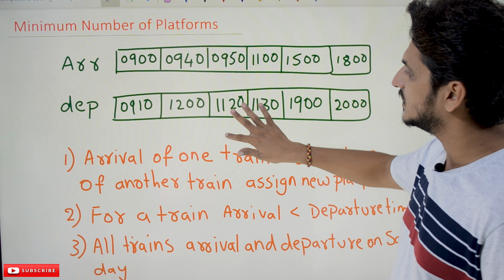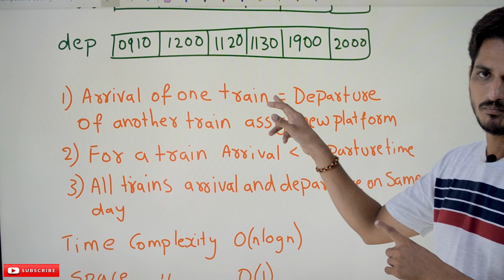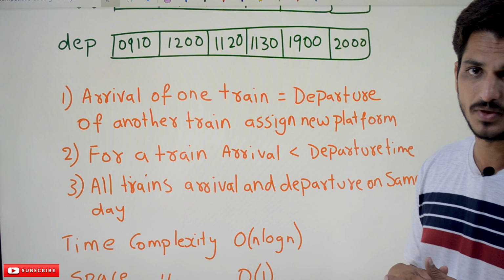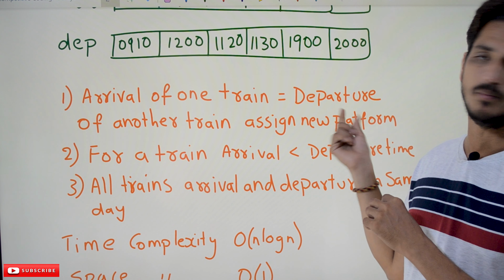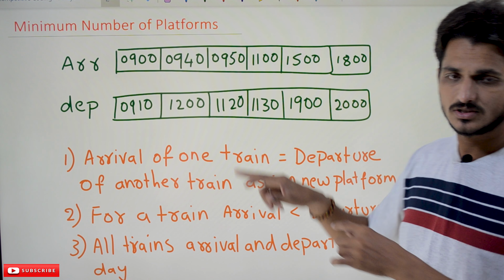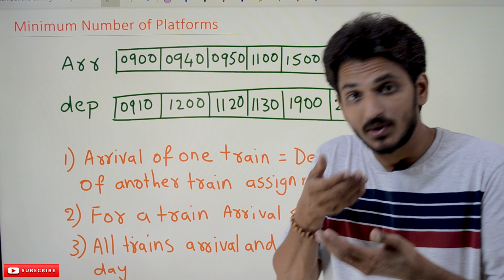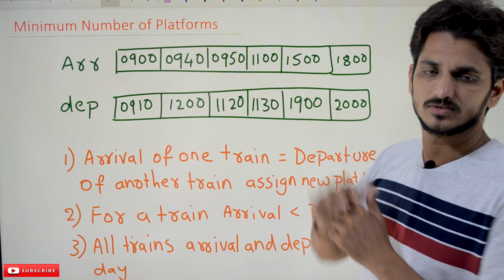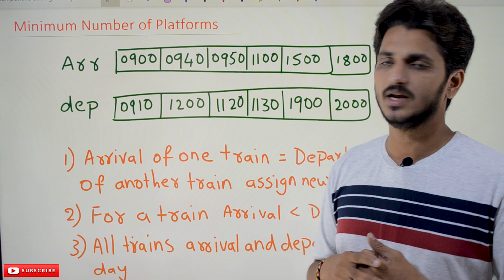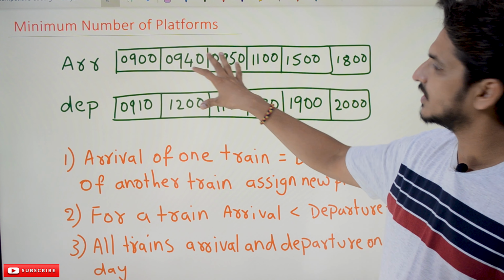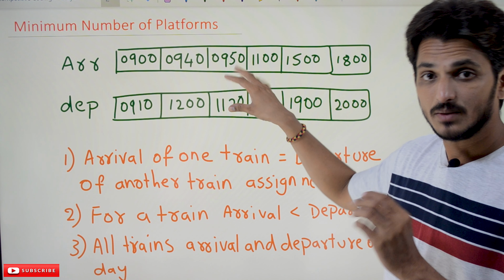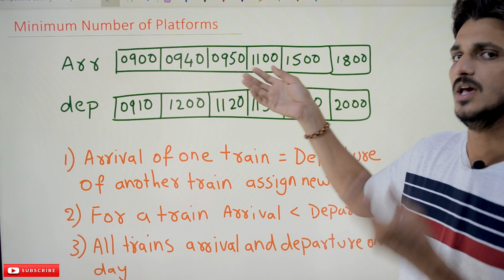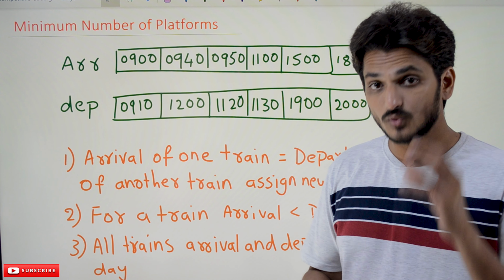And they provided some conditions. If the arrival time of one train equals the departure time of another train, we have to assign a new platform. So for the given list of trains, the question is we need to identify the minimum number of platforms required to arrange these trains. In order to arrange these trains in the railway station, we need a minimum of 3 platforms. The minimum number of platforms required is 3. That is what we have to identify.